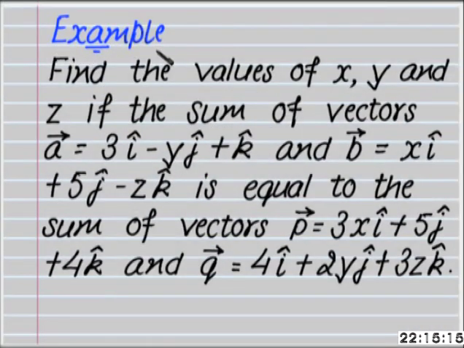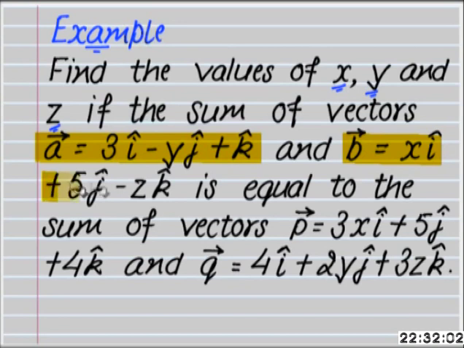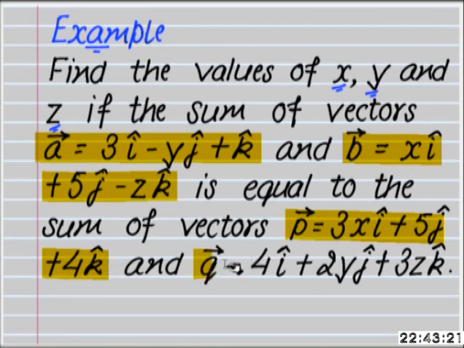Now let's see another example. Find the values of x, y and z if the sum of vectors, vector a equal to 3 i cap minus y j cap plus k cap and vector b equal to x i cap plus 5 j cap minus z k cap is equal to the sum of vectors, vector p equal to 3x i cap plus 5 j cap plus 4 k cap and vector q equal to 4 i cap plus 2y j cap plus 3z k cap.